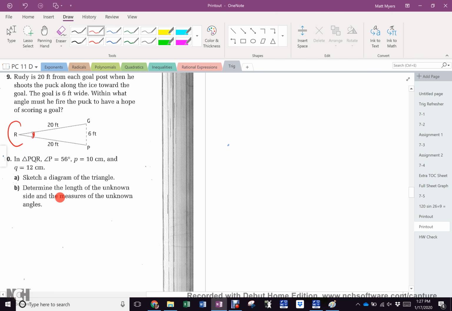What about number 10? PQR. There's P, it's 56. Across is 10, Q is 12. So there's Q, right? Sketch it. 12, this is 12 sine 56. What is that?